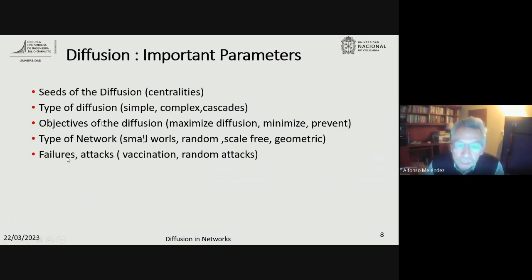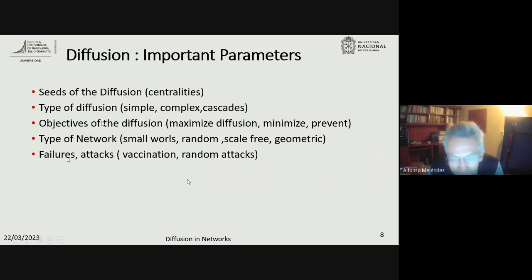The type of network is important. It's very different if you diffuse information in a small-world, or in a random, or in a scale-free network, because these networks have different properties. So different properties of these network models give rise to different behavior in the diffusion on the network. Okay?